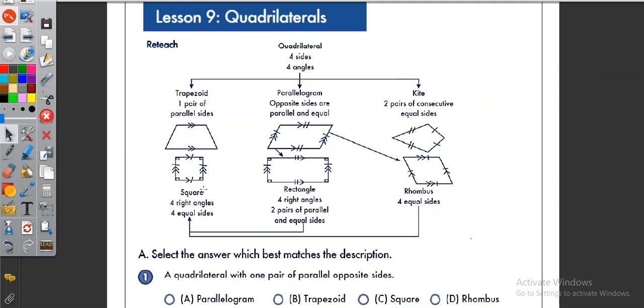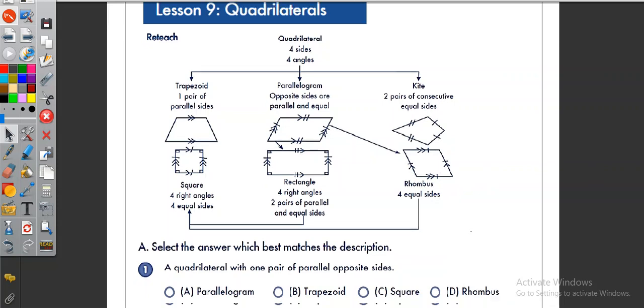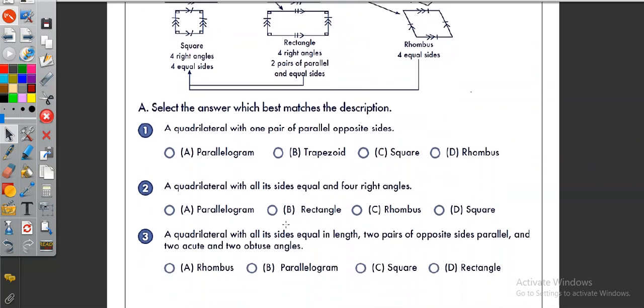This is a square. All sides are equal and all angles are right angles. This is called a kite. It has two pairs of consecutive equal sides. And this one is a rhombus. The opposite angles are equal and all the sides are equal. So let's see here. Let's match up the answers.